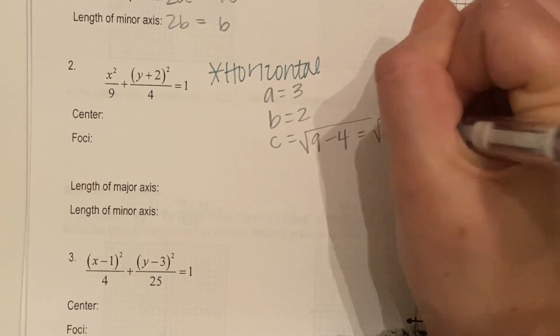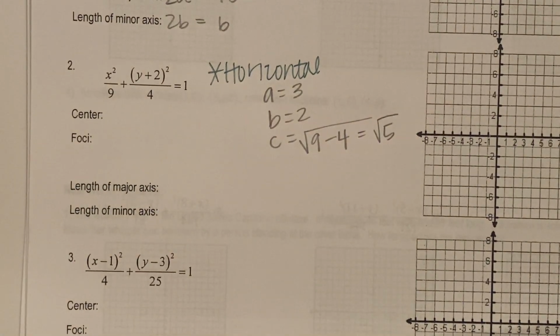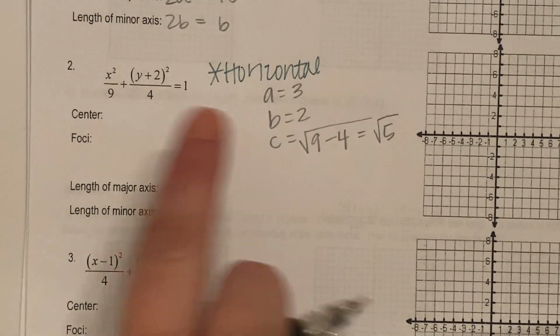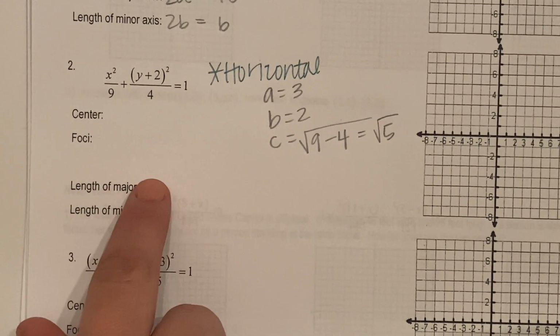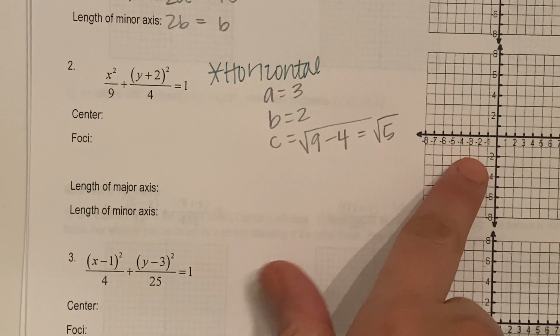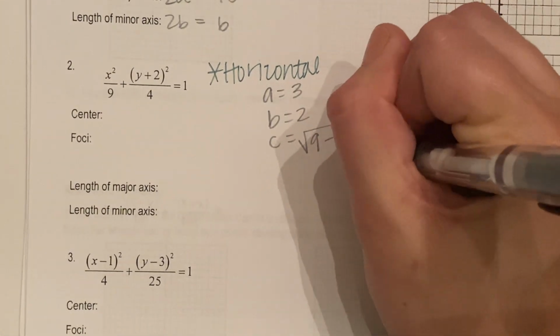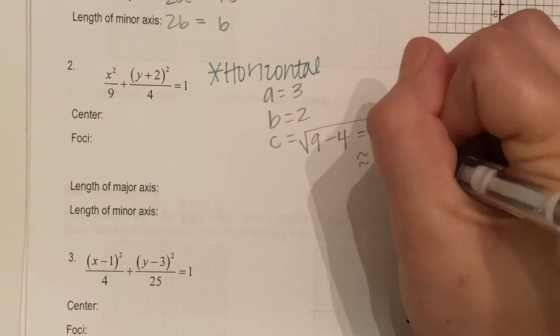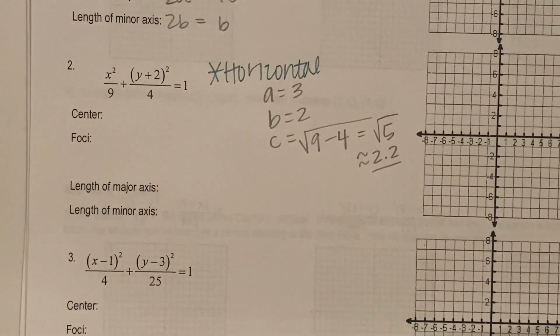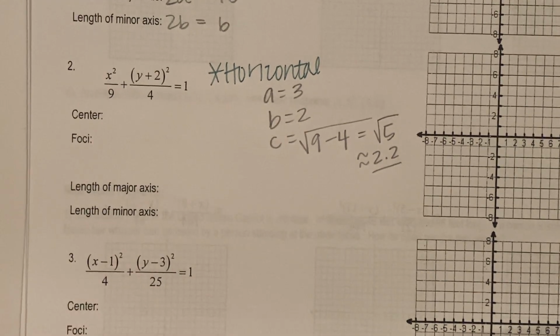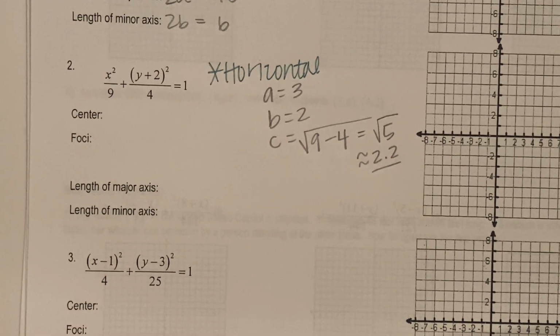Now 5 isn't square rootable, and you will not have a calculator on this. So in your foci point, you can leave an equation like plus minus square root of 5. But since we have to graph it, I am going to go ahead and tell you that the square root of 5 is about 2.2. So that's what I'm going to use here. But just know on any quiz or test, I'll give you a number that's square rootable, so you can actually figure out that point without a calculator.